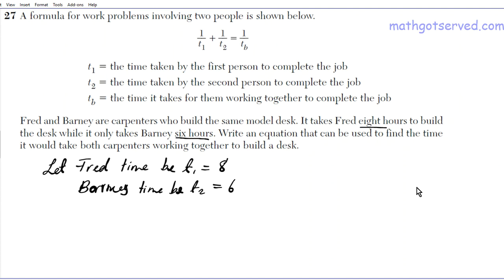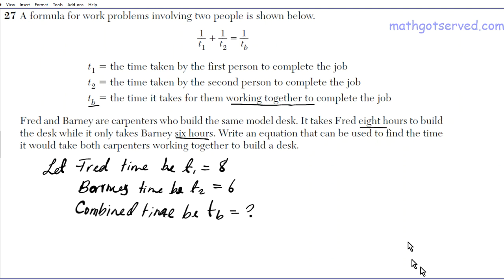So we're to write an equation that will find the time when both of them are working together. So what variable are we going to use for Fred and Barney's combined time? We're going to use T sub B, because T sub B is for the combined time working together. Okay, so let the combined time be T sub B, which is what we don't know.